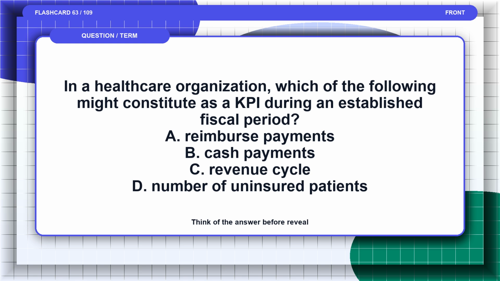Flashcard 63. In a healthcare organization, which of the following might constitute a KPI during an established fiscal period? A. Reimbursed payments. B. Cash payments. C. Revenue cycle. D. Number of uninsured patients. Pause and think of the answer before the reveal.